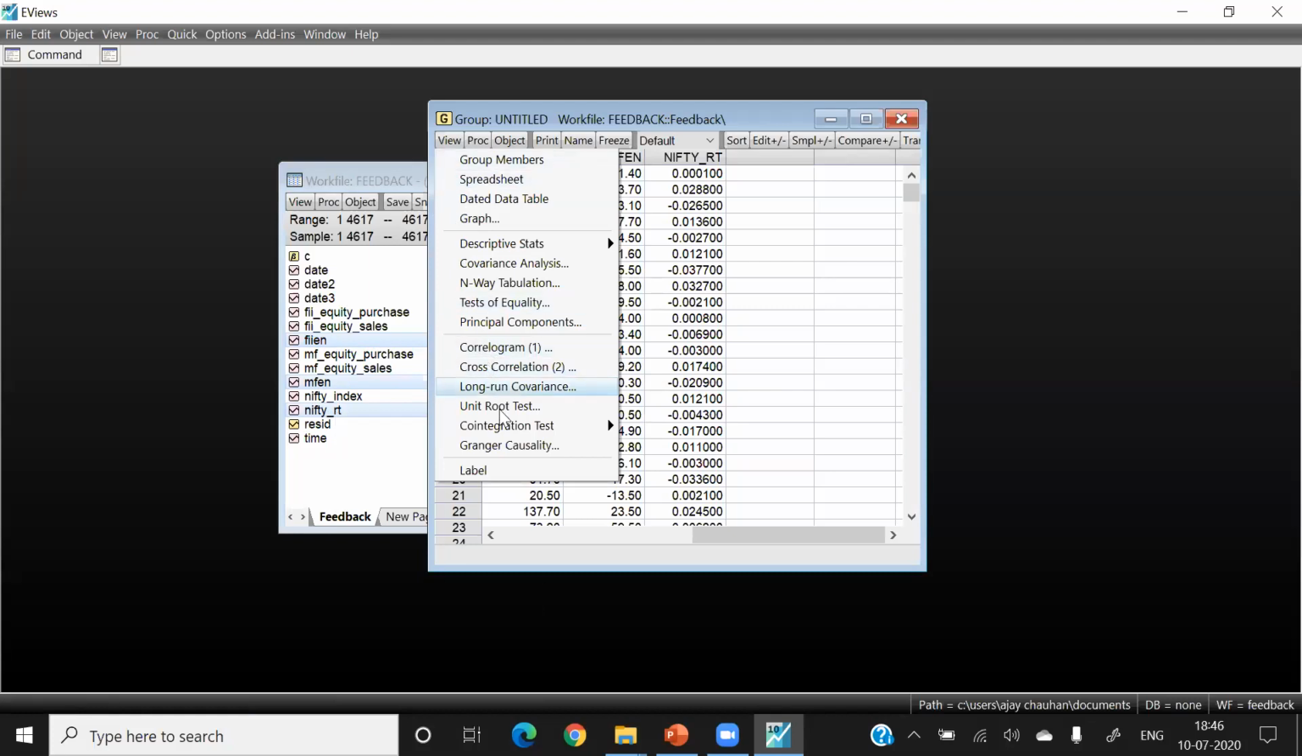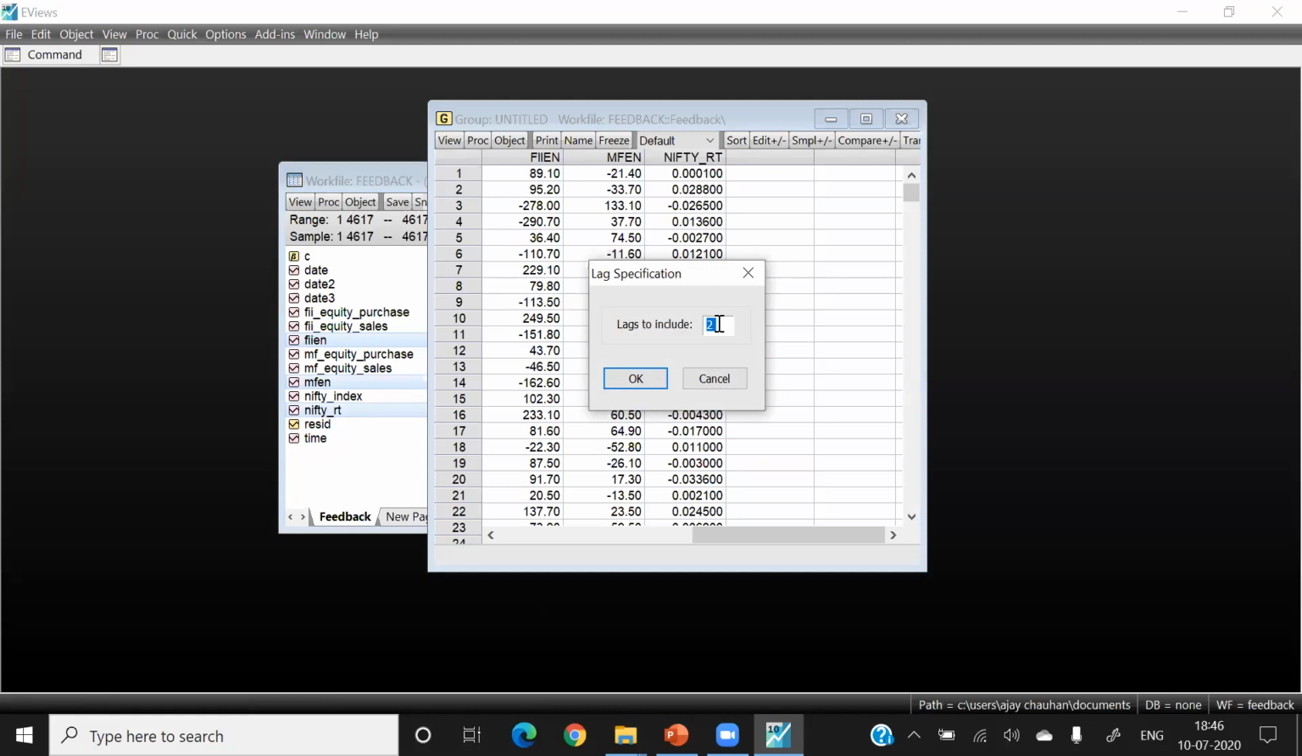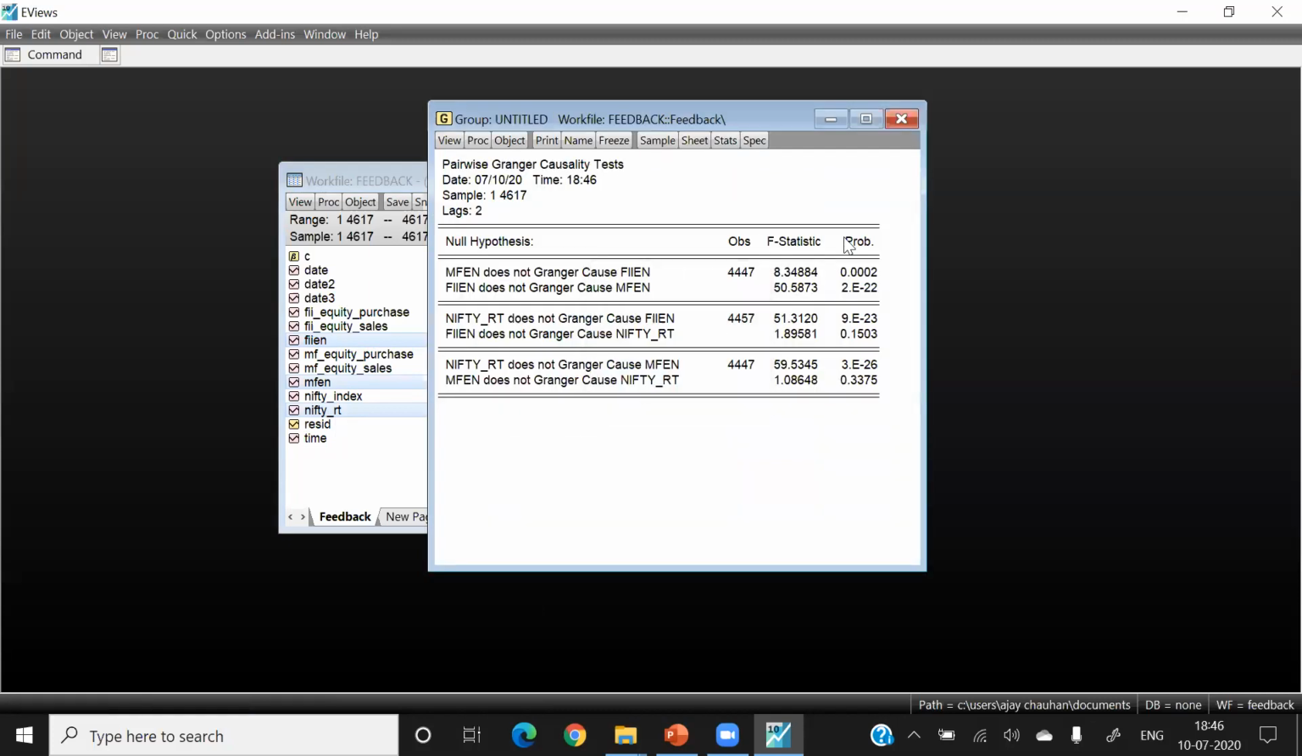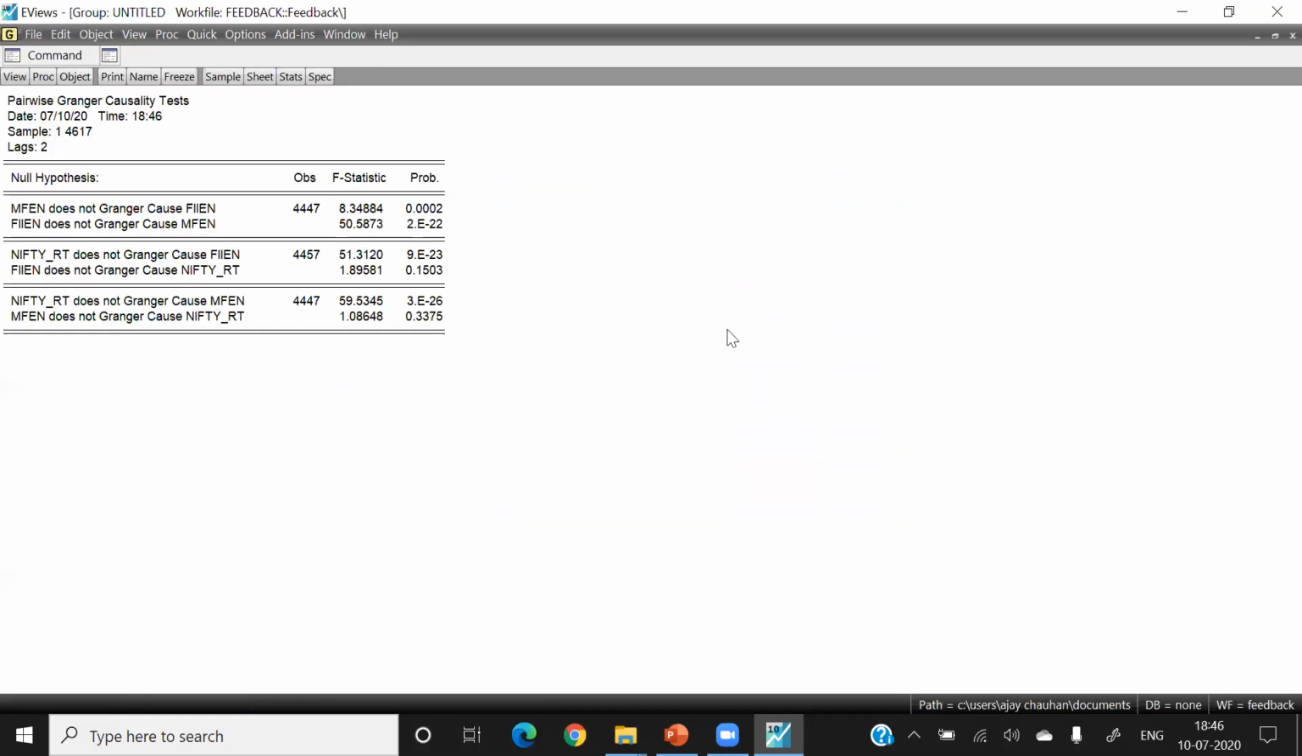Go to view, and I want to apply Granger causality between them with the lag of 2. And here we are getting some significant result. Now you just see the result and how to interpret these result. So let's discuss on this.